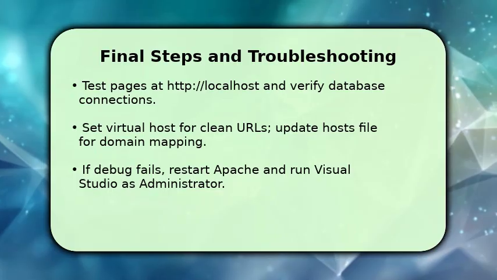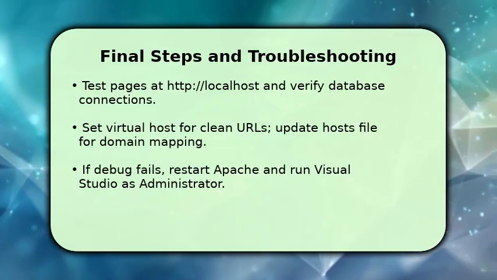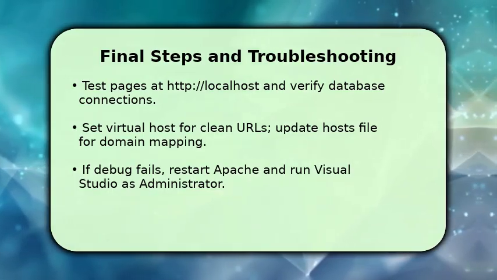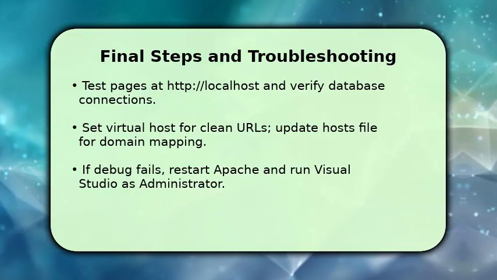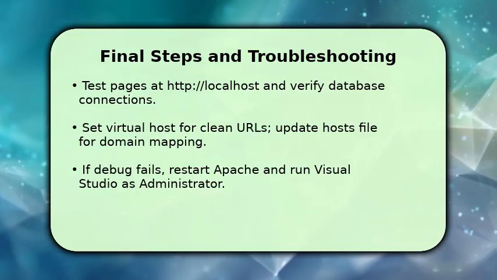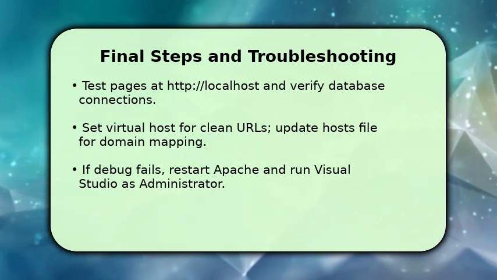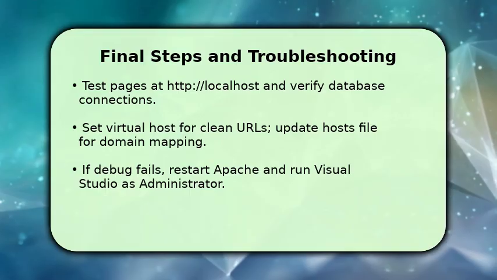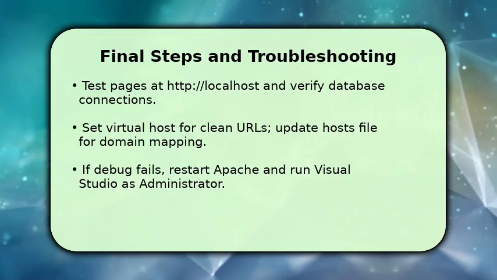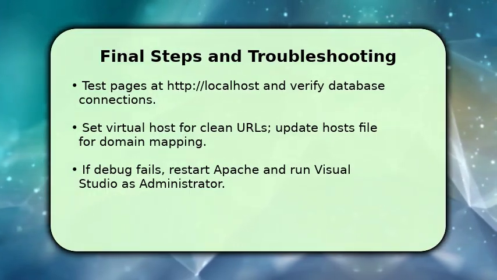If you use pretty URLs, configure a virtual host in Apache and add the domain to your hosts file. This prevents path mismatches between Visual Studio and XAMPP. Make sure Visual Studio has appropriate permissions. If debugging or file sync fails, restart Apache. Restart Visual Studio as administrator and reattach the debugger.